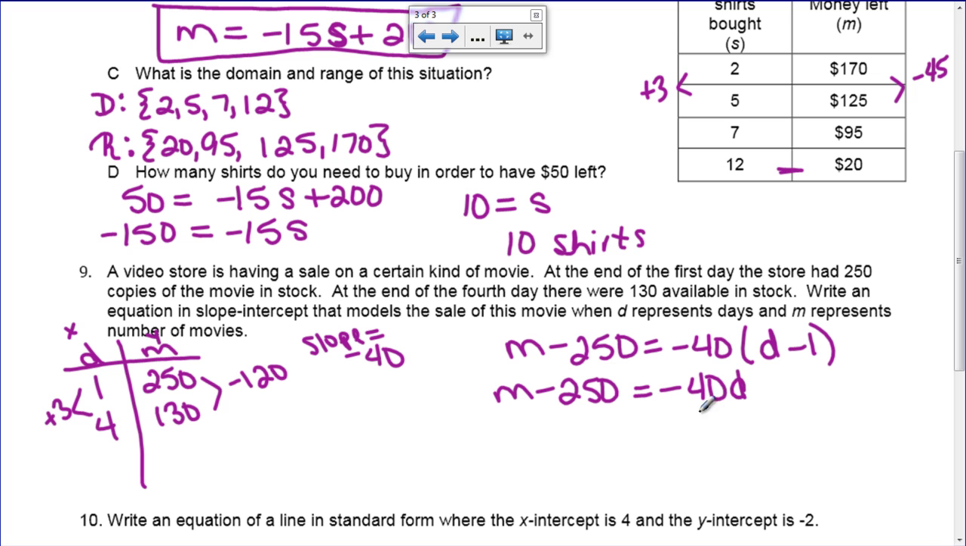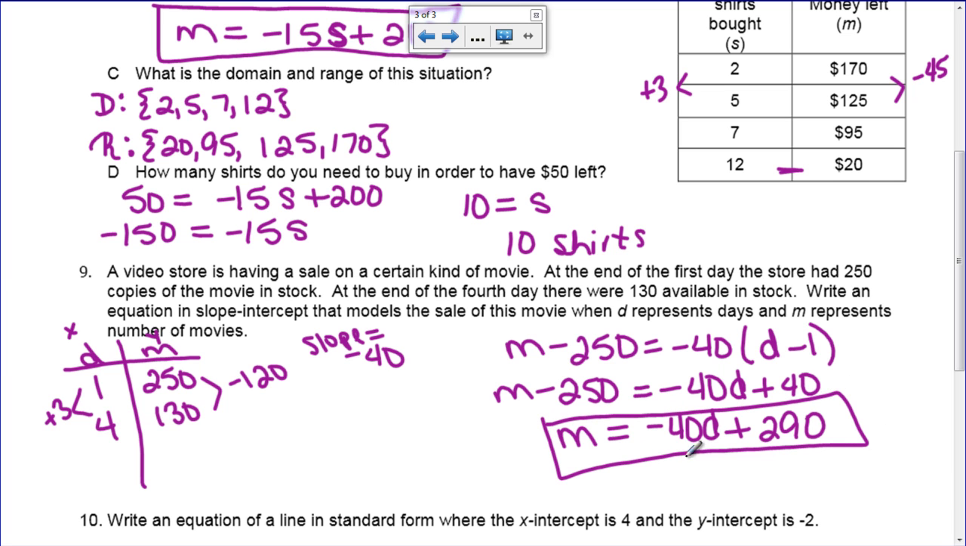So I end up with m minus 250 is equal to negative 40d. What this means is that they are selling 40 of these movies every day. The negative means they're selling them, so they have less of them. The 40 tells me how many a day. Negative 40 times negative 1 becomes plus 40. I want m by itself because we're going to get this in slope-intercept form, so I add 250 to both sides, and m equals negative 40d plus 290. So there's my equation. What I know from this equation is that they're selling 40 videos a day, and they started out with 290 of them.